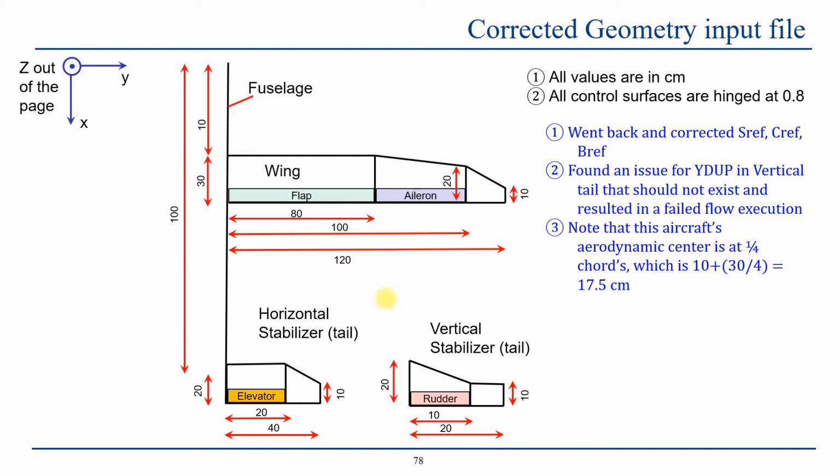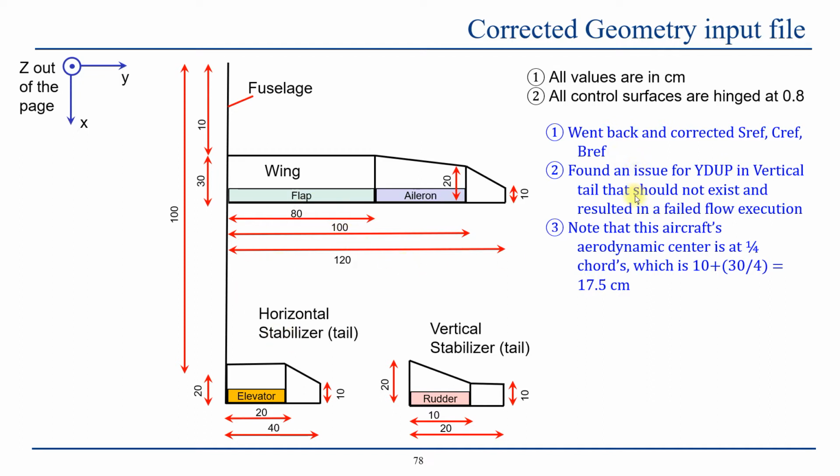So I went back to check what was happening with these designs, and I figured that I had incorrectly put a Y duplicate for my vertical tail, which resulted in undesirable conditions and performance for the aircraft I had designed. So I went back and I fixed it by calculating the S reference, C reference, and B reference values. So I updated these to reflect the actual dimensions of my design. I did not change the dimensions of the design, just updated the S reference, C reference, and B reference. I found the Y duplicate in the vertical tail that shouldn't have been there, so I removed that Y duplicate to fix that issue.